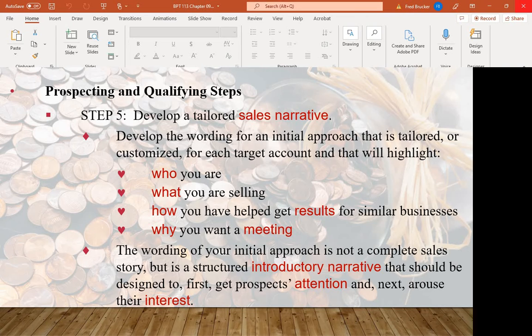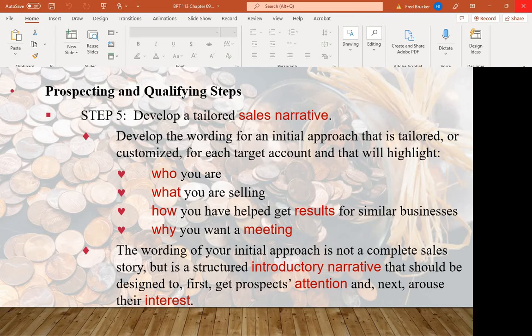Develop the wording for an initial approach that is tailored or customized for each target account. And that will highlight who you are, what you're selling, how you've helped get results for similar businesses, and why you want a meeting with that prospect.